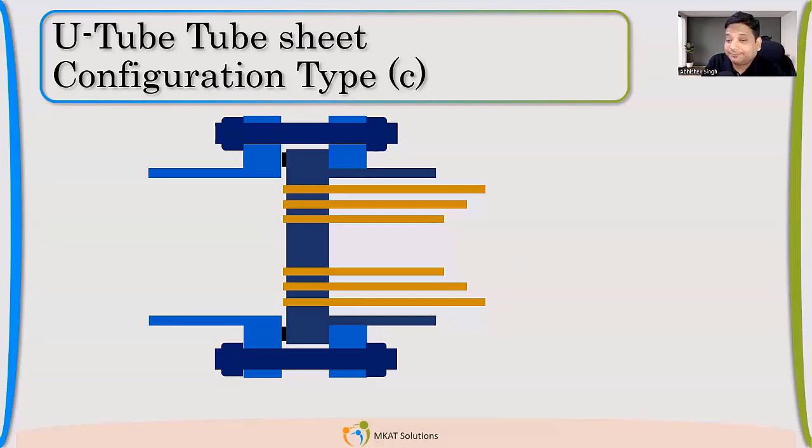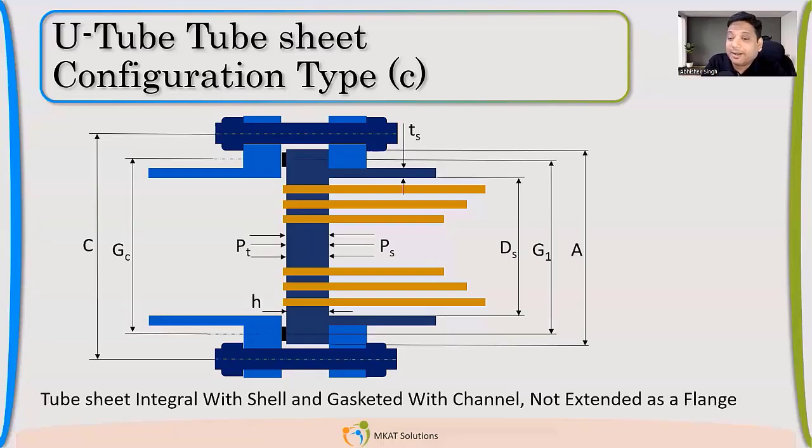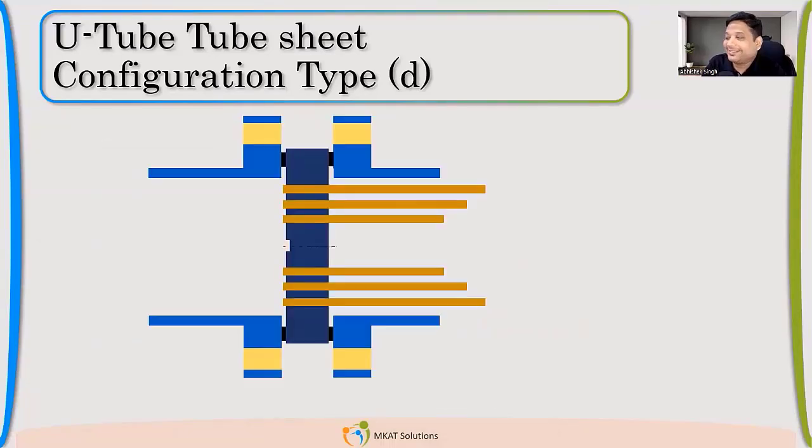So tube sheet, integral with shell, but not extended as a flange. That is my C type. Now D, sandwich tube sheet. The tube sheet is not extended, right? There are flanges. So flange is different. The nomenclature is based on the tube sheet. You try to notice that.